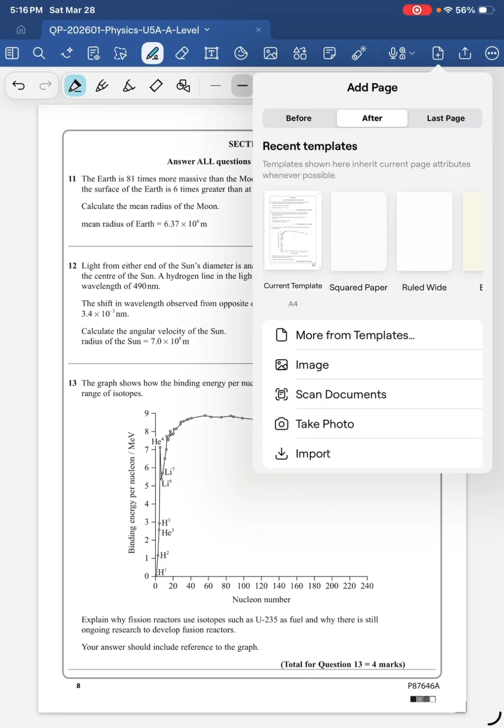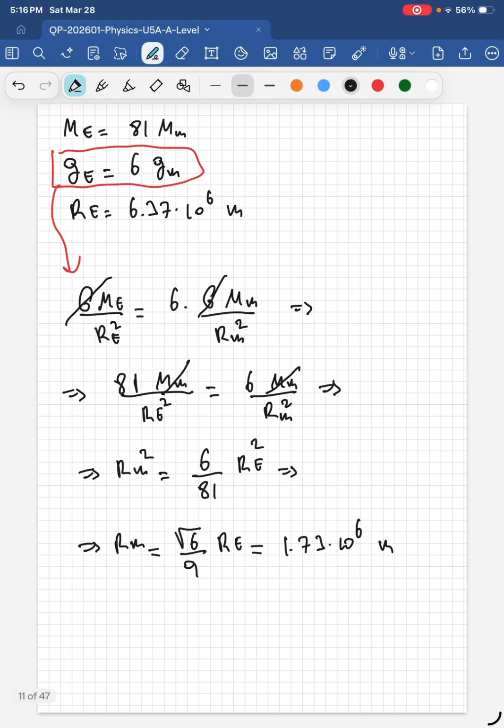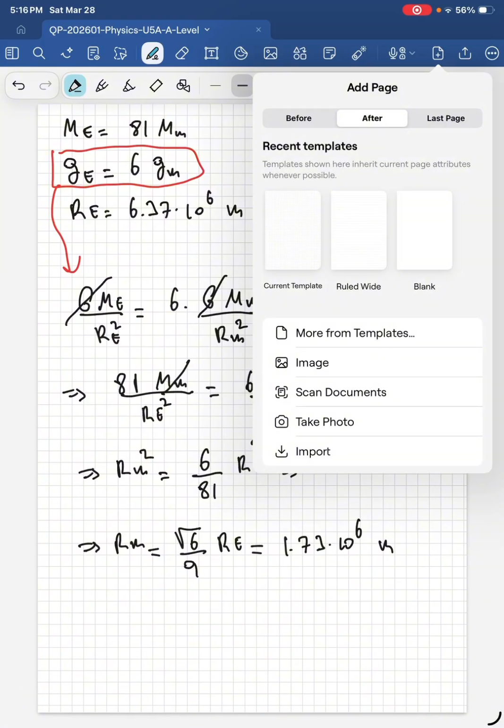So I'm going to go back to my clean page. We will actually need a new one. So this is going to be question 12.